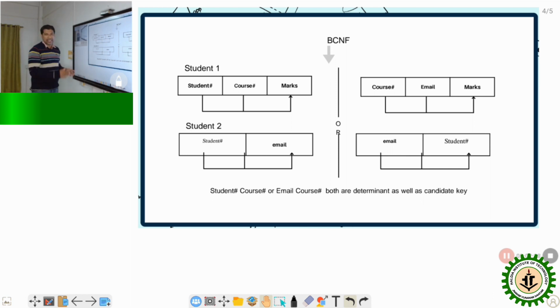This is case 1, and case 2 consists of course ID, email ID and marks. So by course ID and email ID, we can get the marks of the students, and also by using the email ID, we can get the student ID. So these two cases are both in BCNF. So the student 1 and student 2 tables are in BCNF. So this is all about normalization. Thank you very much.